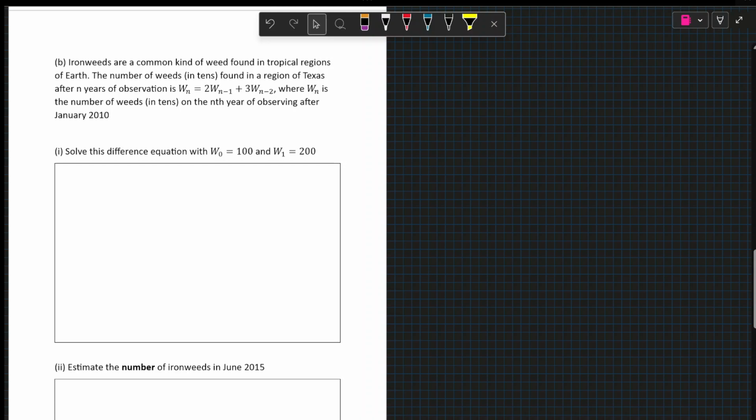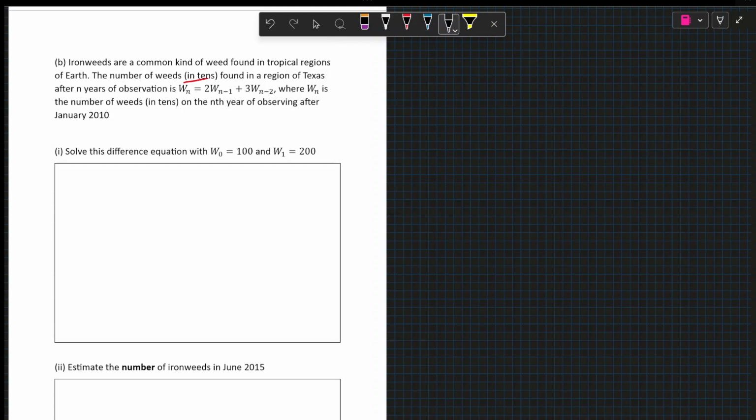We're told ironweeds are a common weed, and so on. The number of weeds, in tens, found in a region of Texas after n years is Wn equals 2Wn minus 1 plus 3Wn minus 2, where Wn is the number of weeds in the nth year after January 2010. So solve the difference equation.